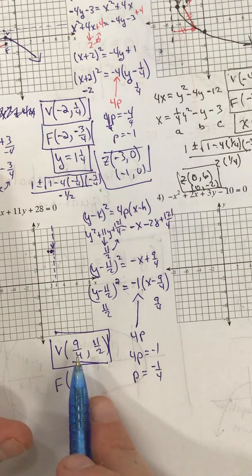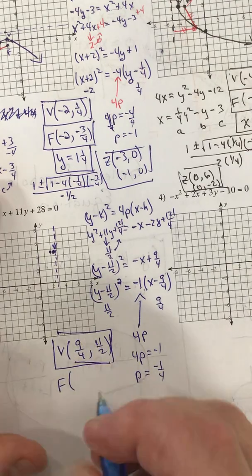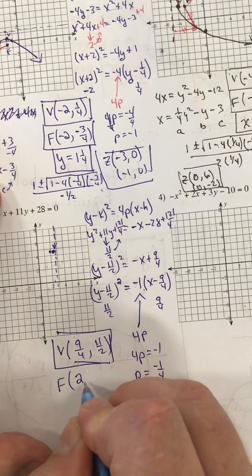So the one that's going sideways will be the first one. So I got to go 1/4. So 9 fourths minus 1/4 is 8 fourths. So it's at 2.